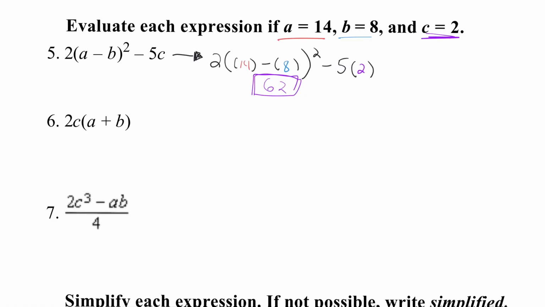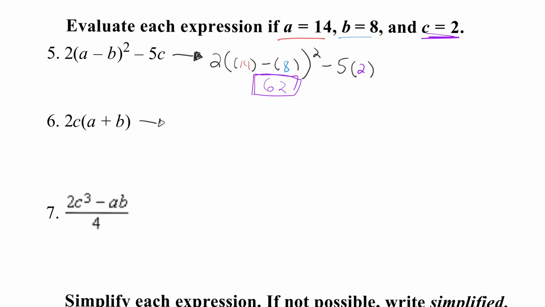Number 6, same thing. You guys are going to substitute. So you guys take the A value, the B, and the C. But be careful where you substitute, because number 6 has 2 times C times the quantity of A plus B. So first, let's go ahead and make those parentheses.